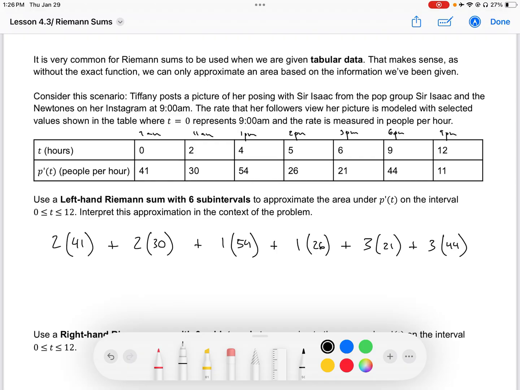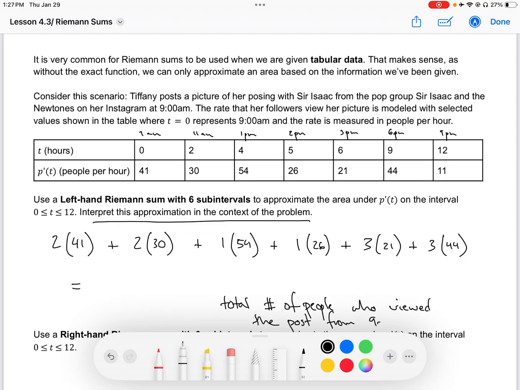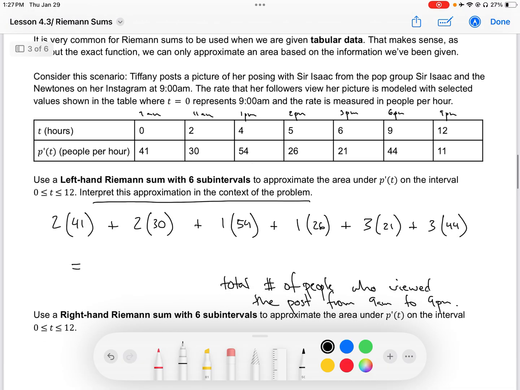Now, I don't have a calculator on me at the moment, or do I? I guess I do. But I'm just going to ask you to find this value. This shouldn't be hard to find at this point. Interpreting this in the context of the problem, this is going to be the total number of people who viewed the post between 9 a.m. and 9 p.m., right? So it's going to give us that approximation.